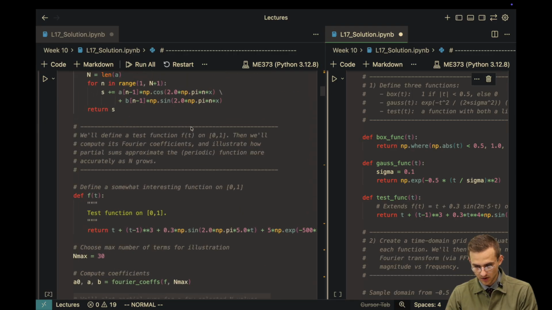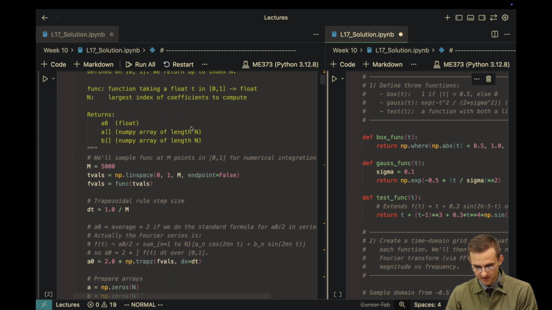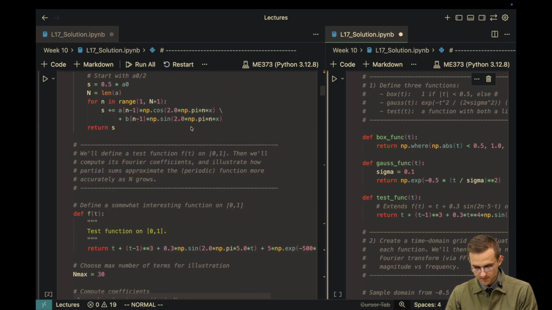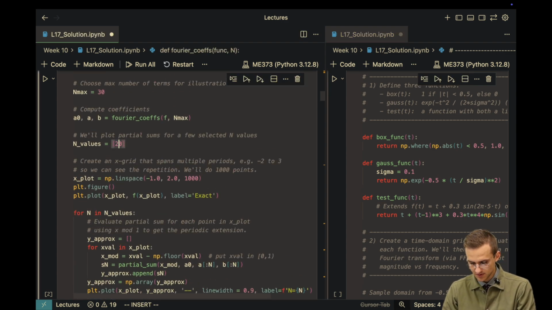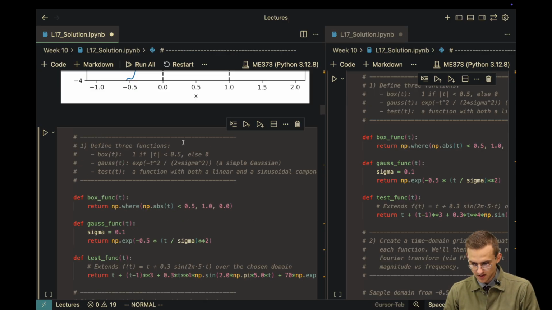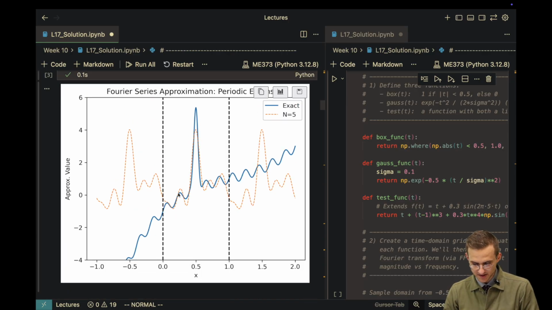If I use a smaller number of terms, so let's see if I have an easy spot to change that. Yeah, here we go. Let's do 5 terms. If we do 5 terms, you can see that the approximation is still qualitatively good, but you're carrying some rather large error where the function peaks, and also some phase delay over on the right hand side.